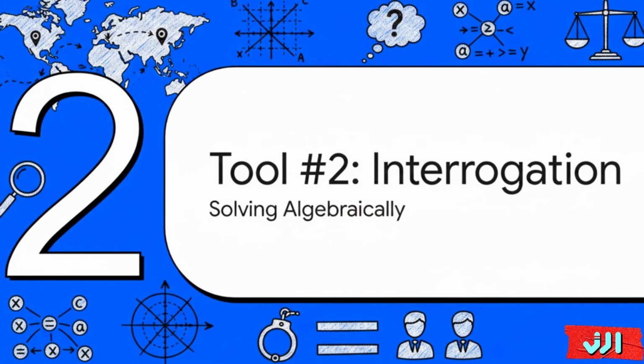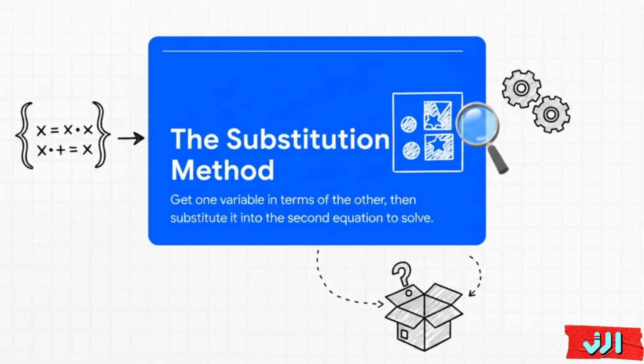That's a great question. A map is awesome for getting the lay of the land, but sometimes it's not precise enough. For that, we need to bring our suspects in for a little questioning. It's time to break out our algebraic tools and get an exact confession. Our first interrogation technique is called the substitution method. Here's a way to think about it. You get one equation to tell you its secret, like what y equals all by itself. Then you take that secret and you plug it into the other equation to make it spill the beans and reveal the rest of the information.